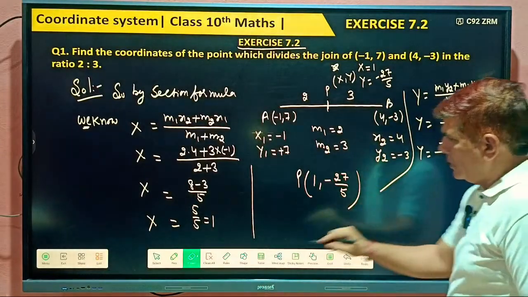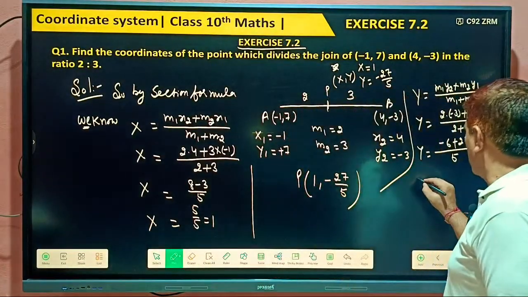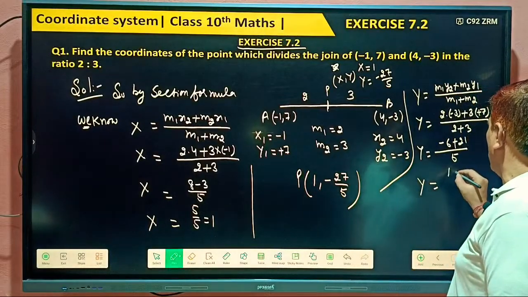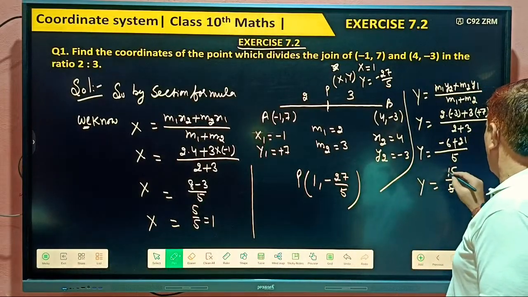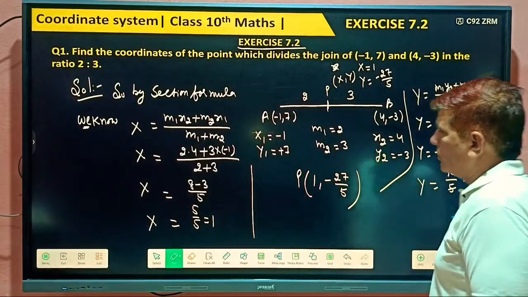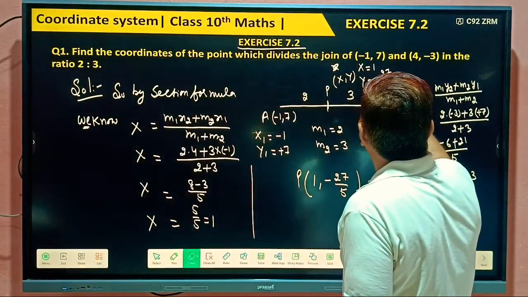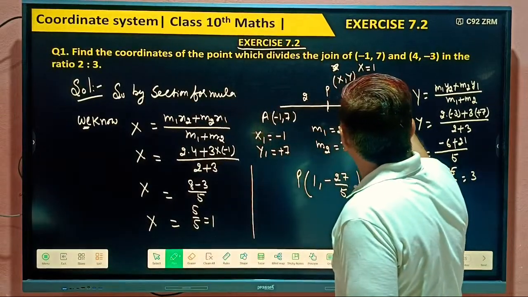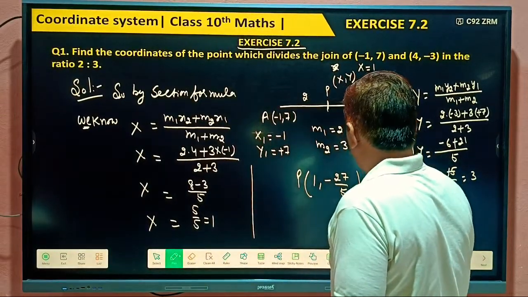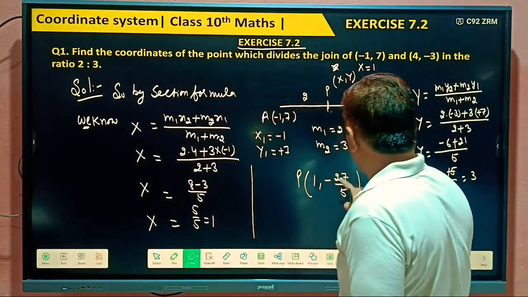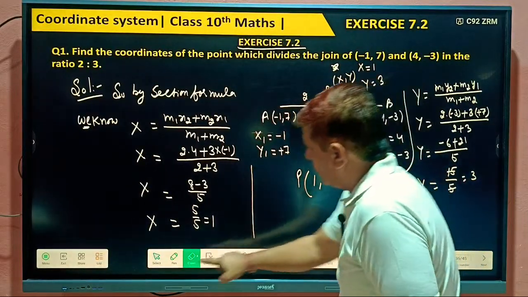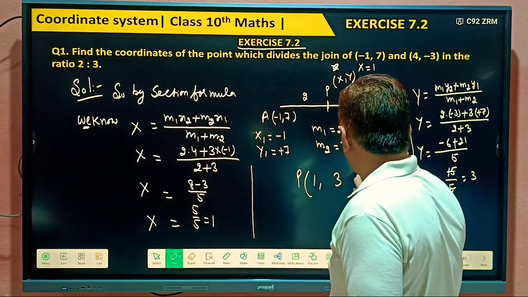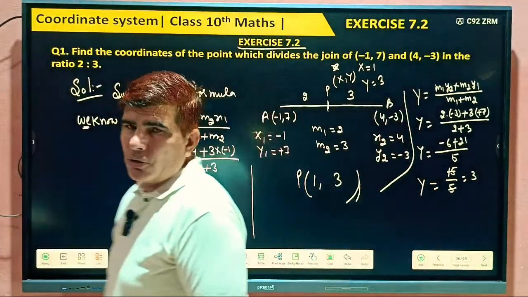And see what it becomes. This is only a calculation mistake, it's not minus, it means 15 by 5. How much? 3. So what's coming here? So here 3 is coming. y equal to 3. So what are the coordinates of this point? 1 and 3. So check this also.